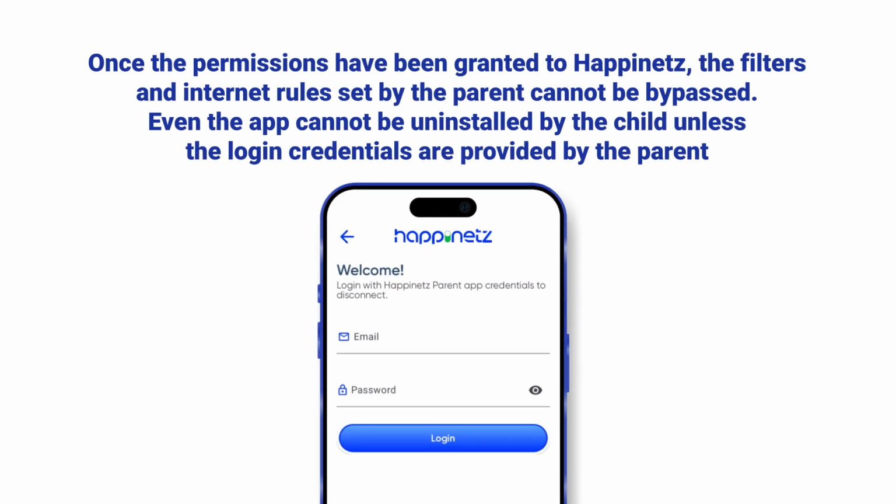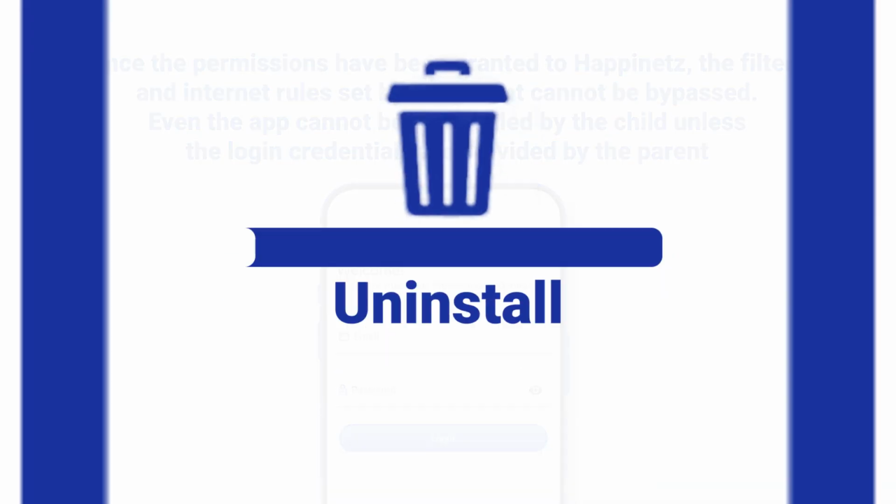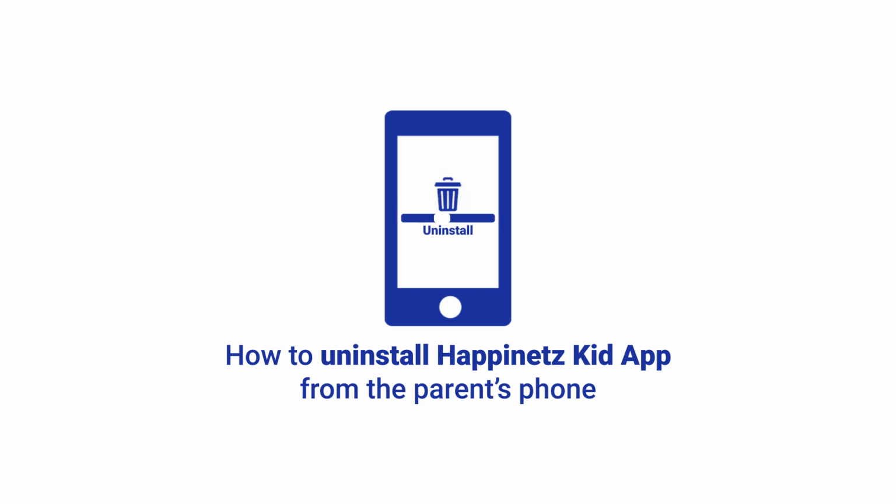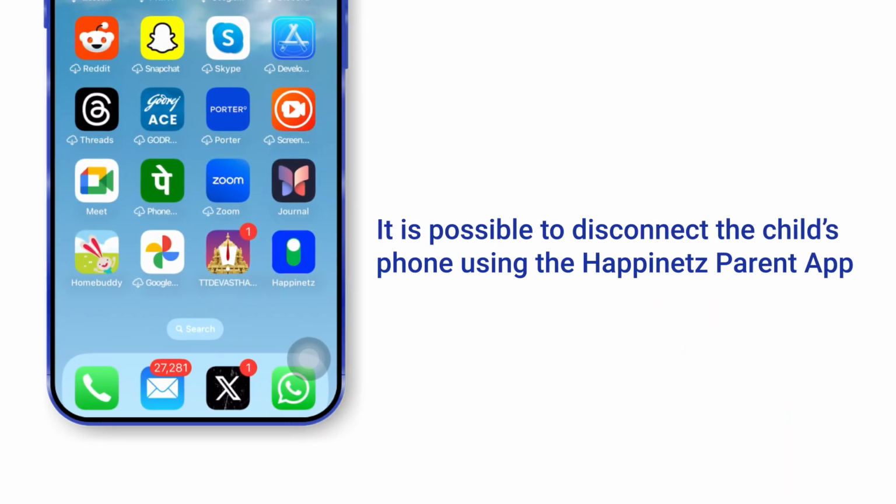Once the permissions have been granted to HappyNet's, the filters and internet rules set by the parent cannot be bypassed. Even the app cannot be uninstalled by the child unless the login credentials are provided by the parent. How to uninstall HappyNet's Kid app from the parent's phone? It is possible to disconnect the child's phone using the HappyNet's parent app.